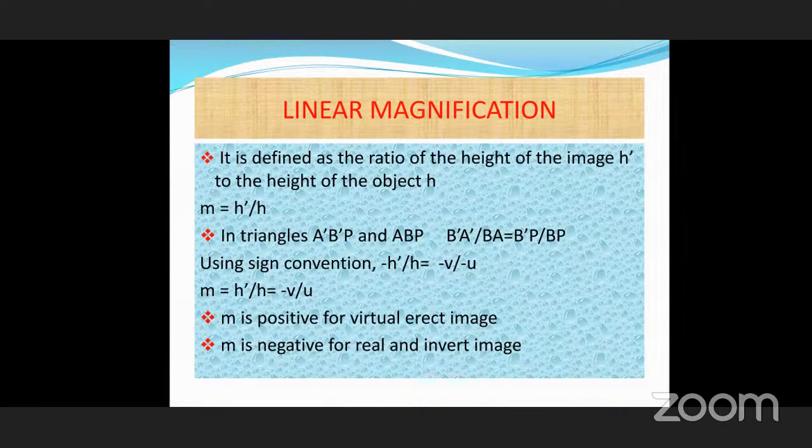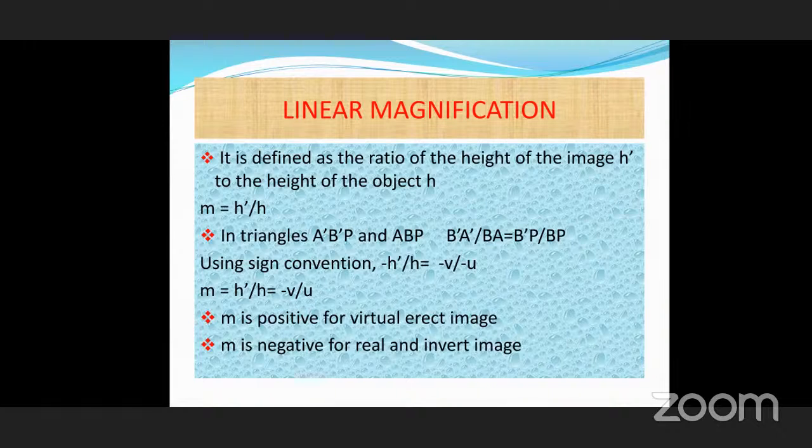From the same, it is defined as the ratio of the height of the image to the height of the object. How much this object is magnified, how much its size is increased. That is the ratio of these two, image height to object height. This is also known as linear magnification. So M is equal to H dash by H.